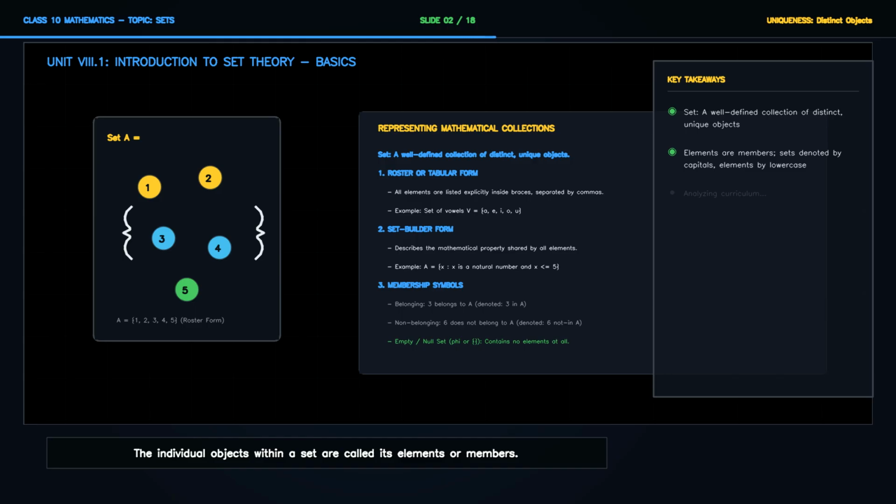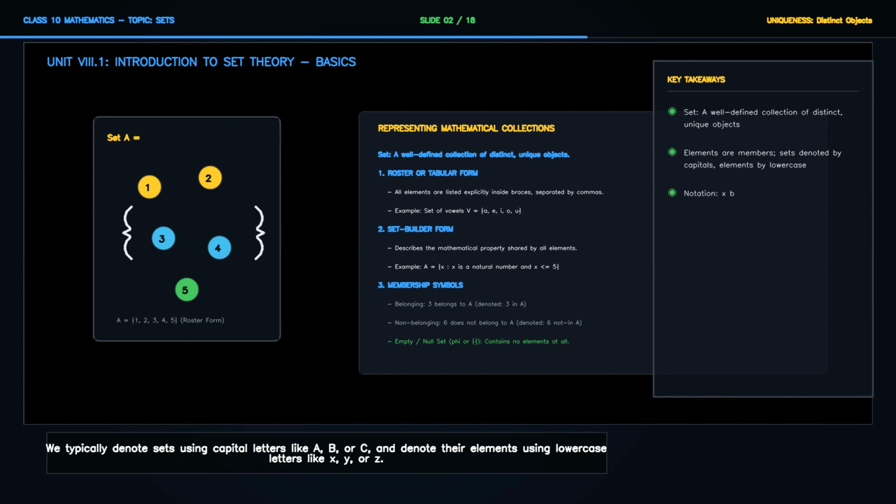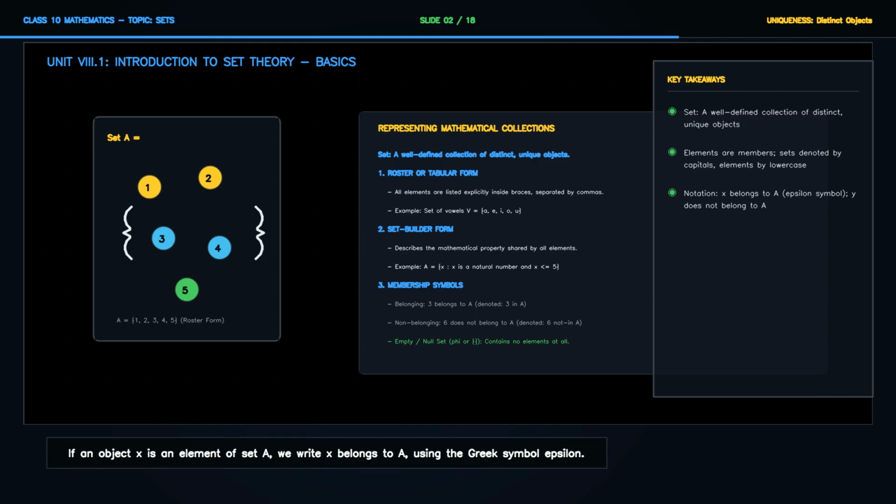The individual objects within a set are called its elements or members. We typically denote sets using capital letters like A, B, or C, and denote their elements using lowercase letters like x, y, or z. If an object x is an element of set A, we write x belongs to A, using the Greek symbol epsilon. If it does not belong to A, we write x does not belong to A, using epsilon with a diagonal slash.